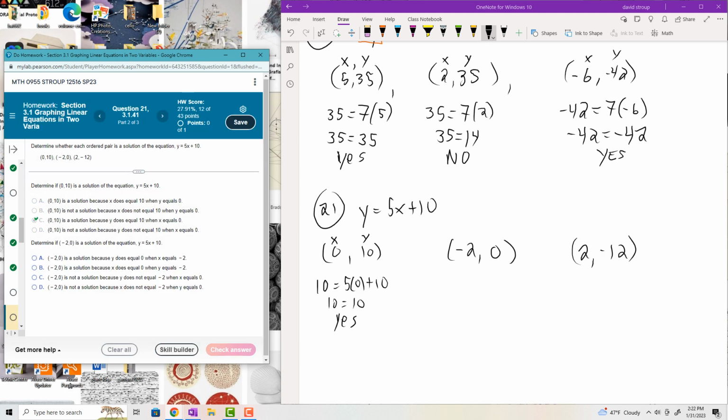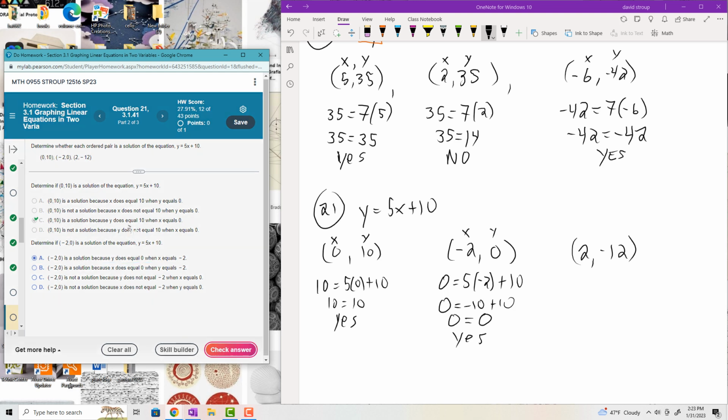The next guy, so you have 0 equals 5 times, again, this is x, this is y, negative 2 plus 10. So I have 0 equals negative 10 plus 10, and then that will work. Negative 10 plus 10 is 0, so that also is a solution. So you're looking for one that says it's a solution. So it's either A or B, and then it's a solution because y does equal 0 when x is negative 2.